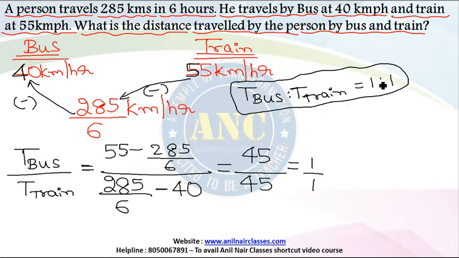I hope you are understanding. They are in equal ratio. What is the meaning of equal ratio? Total time taken is 6 hours. It is given in the question.